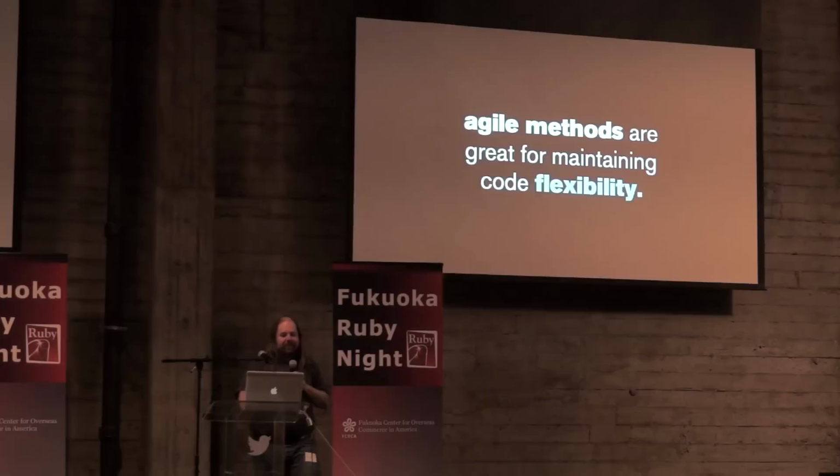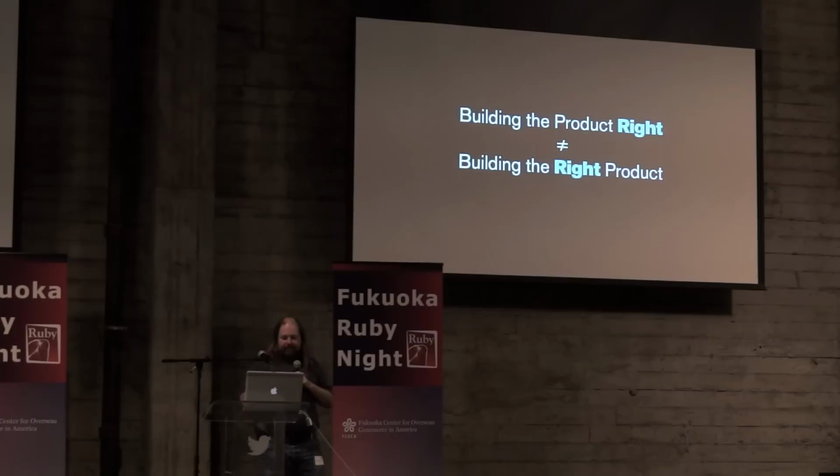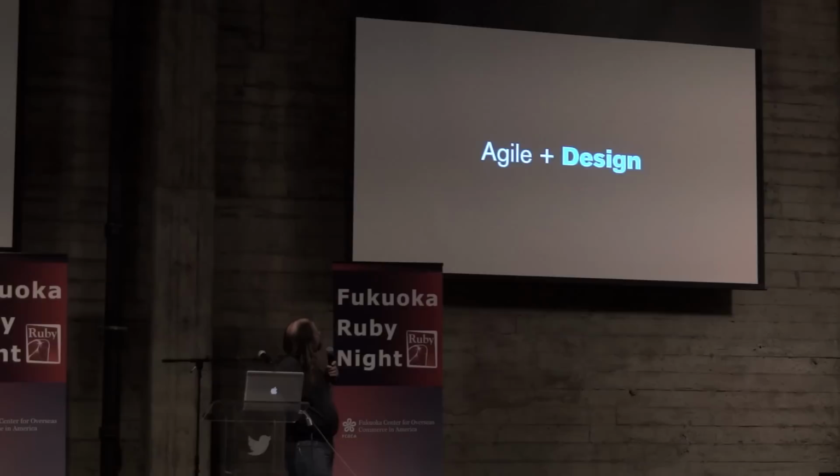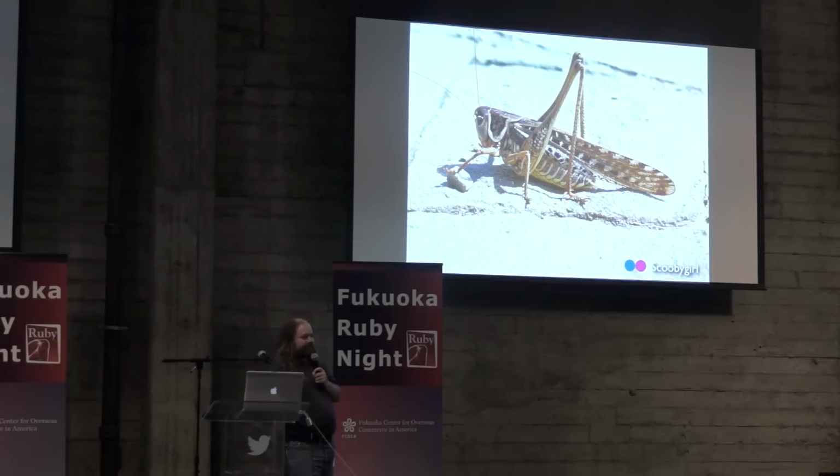So agile methods are really good for maintaining code flexibility, and that's critical. But at the same time, agile really doesn't help you build the product right. It's one thing to build the product right, but it does not equate to building the right product. So how does agile tell you what to build? What does Agile have to say about design? Well, in the words of this fine gentleman, not a whole lot. That is a cricket.